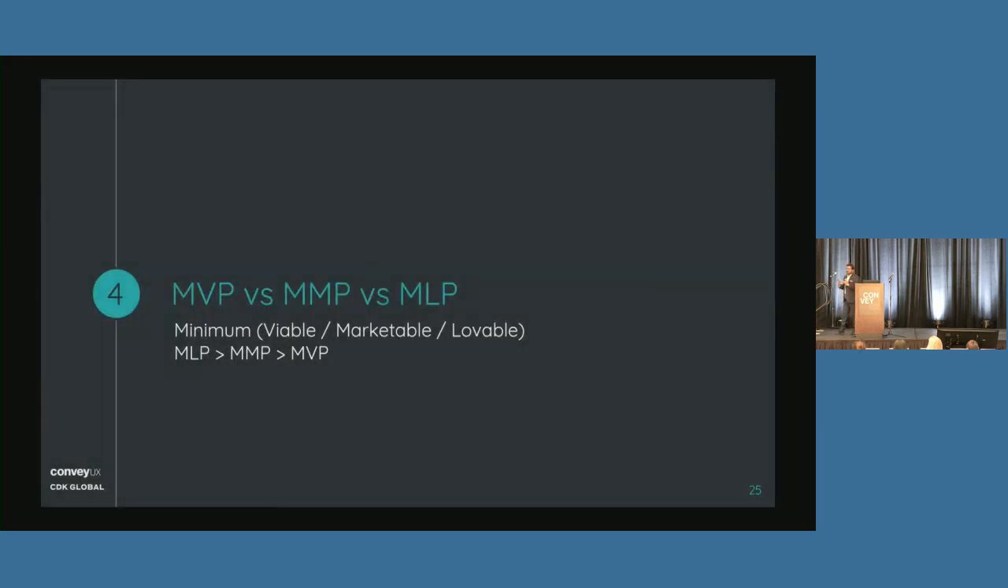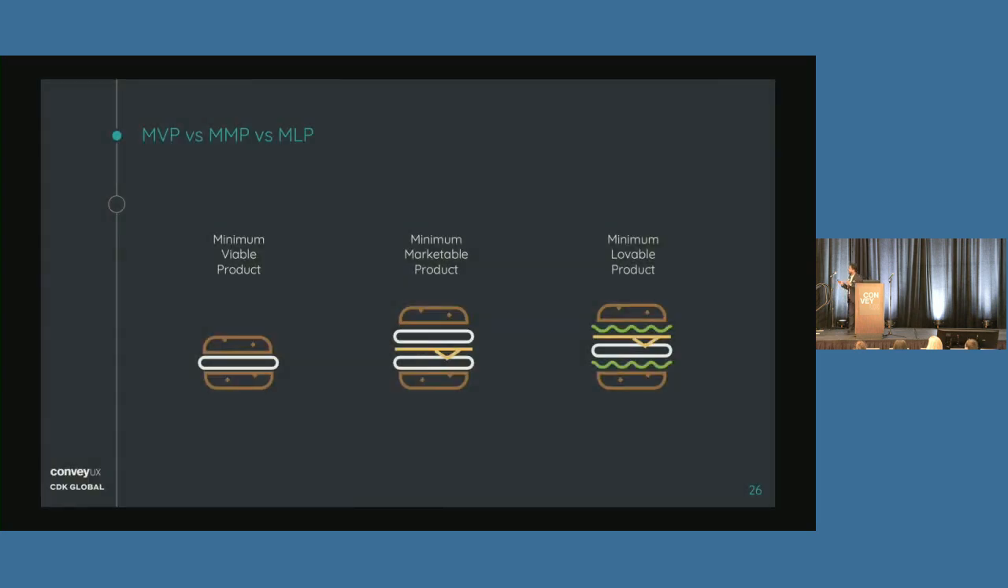Now, why is debt important? And like I was saying, rather than an optimal launch, I could sometimes launch early, and there may be various reasons. So let's talk about what those various reasons would be. I take this example to talk about minimum viable product, minimum marketable product, and minimum lovable product.